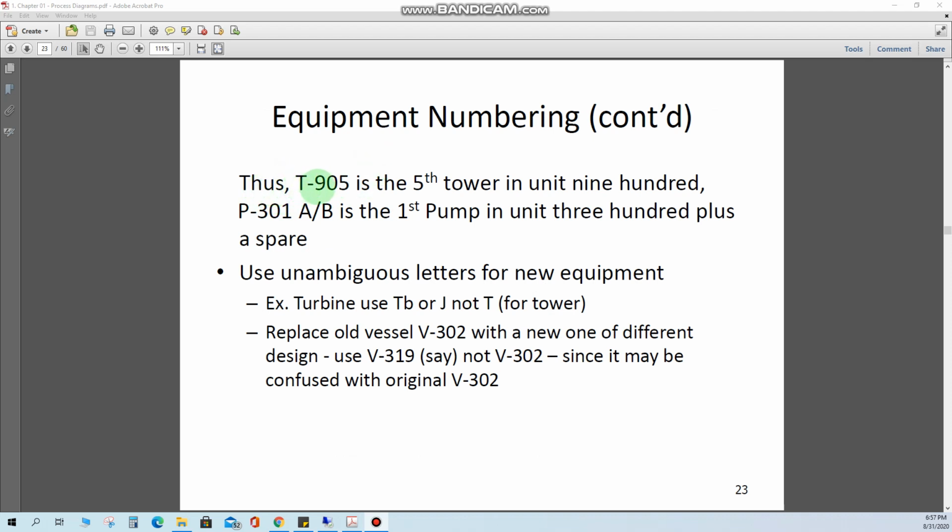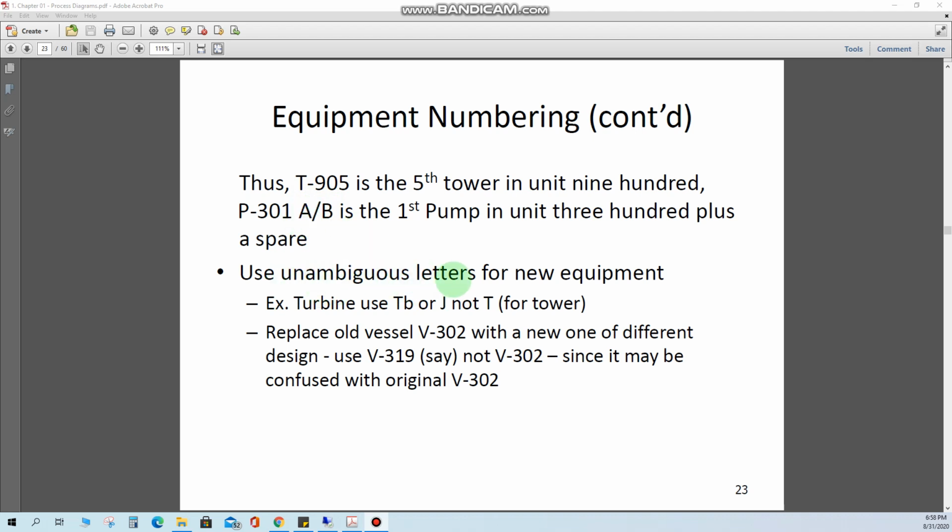Now, T905, if you want to see by looking at this number what kind of equipment that is, and how you can locate that equipment. Now T905 means that this one is the fifth tower in unit 900. So this is how you can completely understand the name of this equipment. Similarly, P301AB represents the first pump in the area of unit 300 plus a spare. So this is pump number 1 in the area 300, and there will be a spare pump in that area also on the same pipeline.